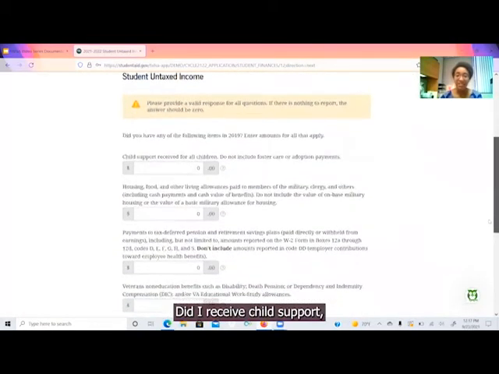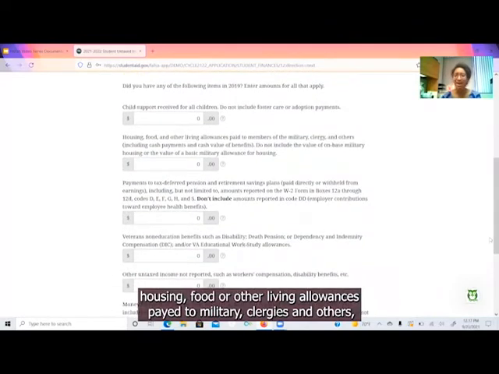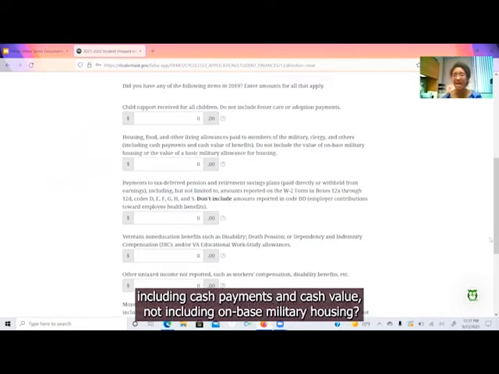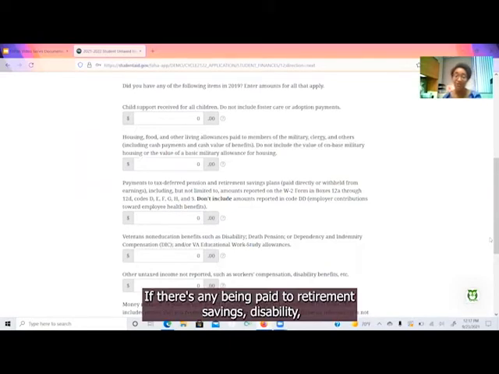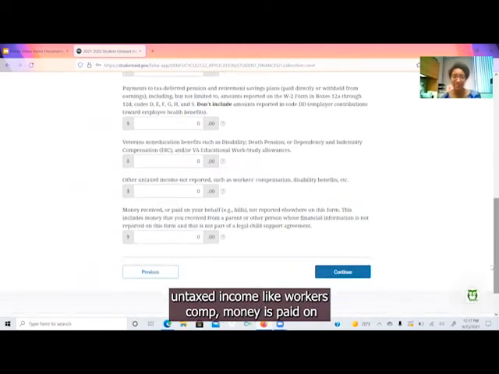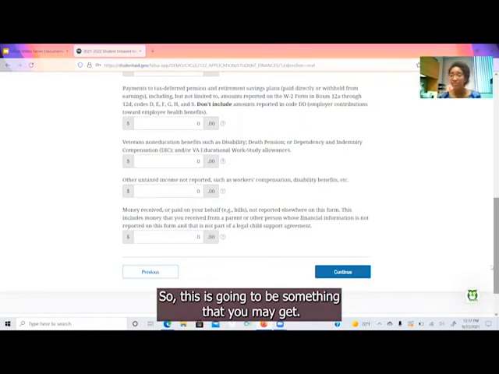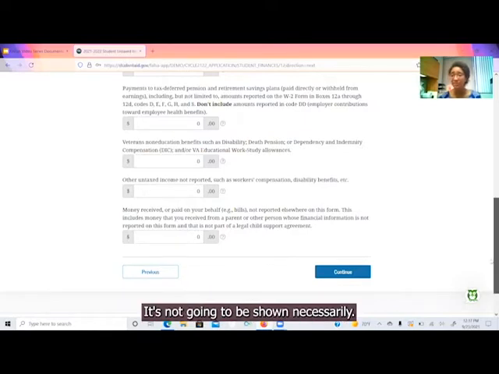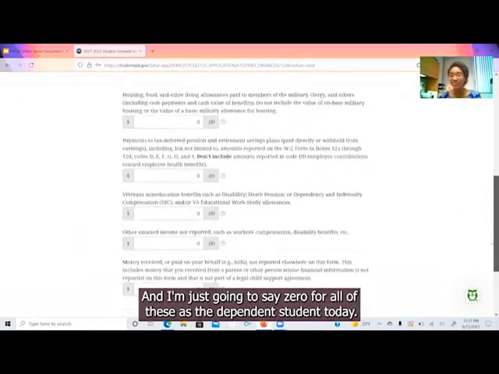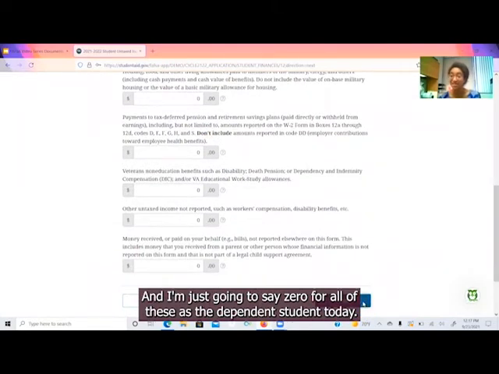Did I receive child support, housing, food, or other living allowances paid to the military, clergy, and others, including cash payments and cash value, not including on-base military housing? If there's anything paid to retirement savings, disability, untaxed income like workers' comp, money paid on your behalf, not reported elsewhere on this form. So this is going to be something that you may get that's not going to be shown necessarily. And I'm just going to say 0 for all of these as the dependent student today.